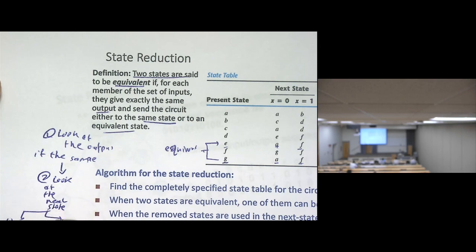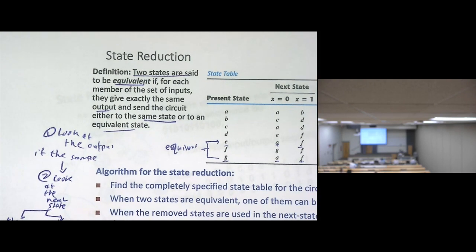If they are not the same, you need to look at the state itself. Does it give the same as the state itself? If yes, then we say equivalent. If no, then they are not equivalent.